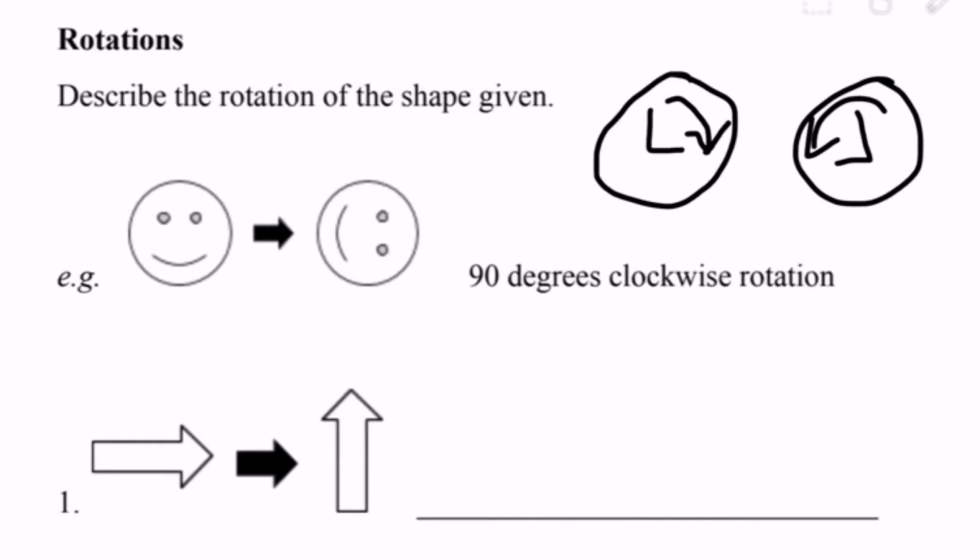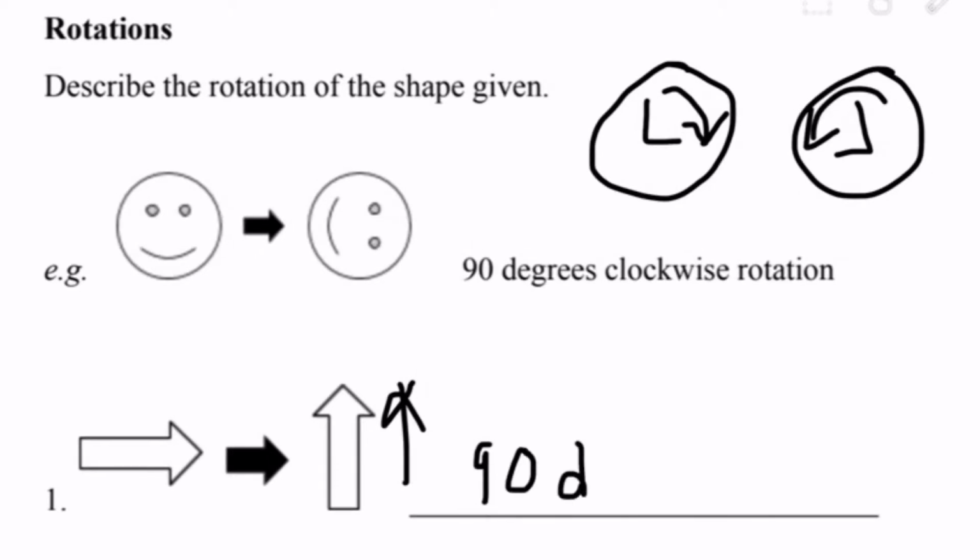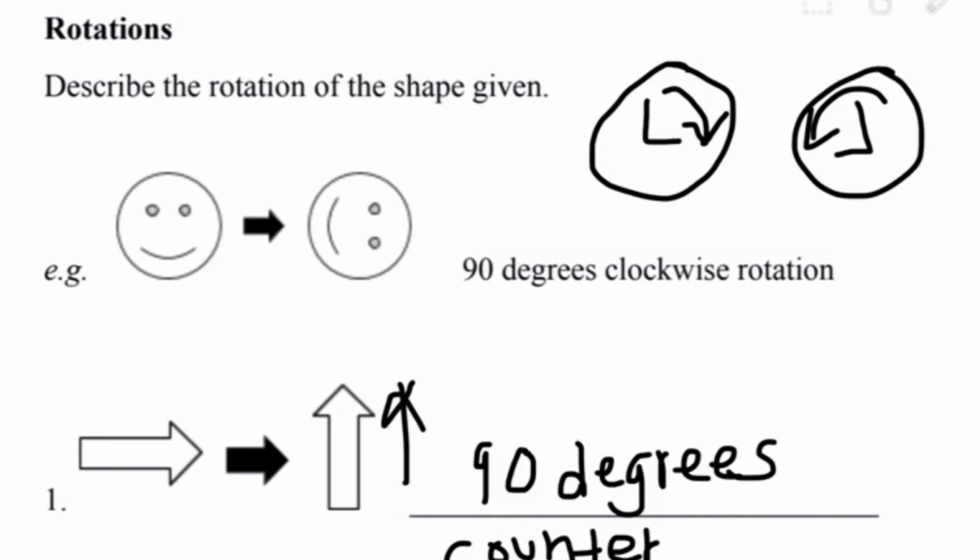So let's look at number 1. So we have an arrow and it moves upright like this. So what do you think it is? Well, I think it moved 90 degrees counterclockwise, because if it moved upright, that means it moved 90 degrees, but it definitely didn't move clockwise, because if it moved clockwise, the arrow would be pointing downwards. So that means the arrow moved 90 degrees. Sorry, my handwriting is kind of messy. Counterclockwise.